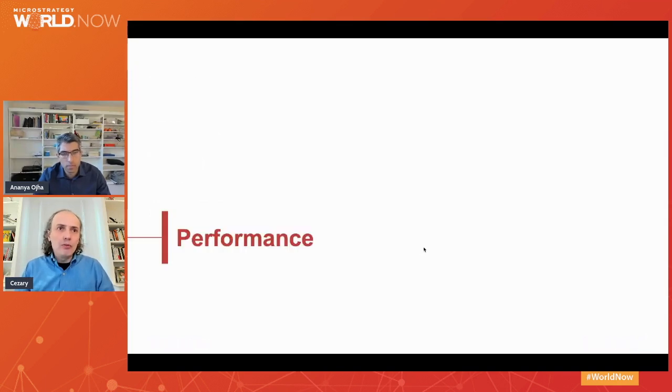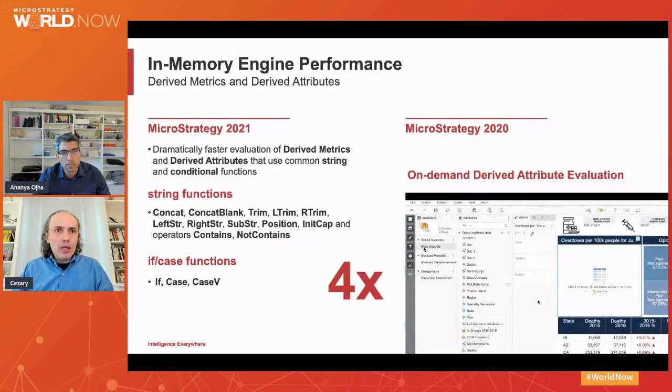So, performance. Everyone loves performance, and everyone's favorite performance improvements are those that work as if by magic, without requiring any configuration and tuning. In the in-memory engine in MicroStrategy 2021, we've implemented one such optimization. Derived metrics and derived attributes offer great flexibility to analysts and application architects, allowing them to build complex calculations on the fly quickly and easily. However, that flexibility can come at a price of performance.